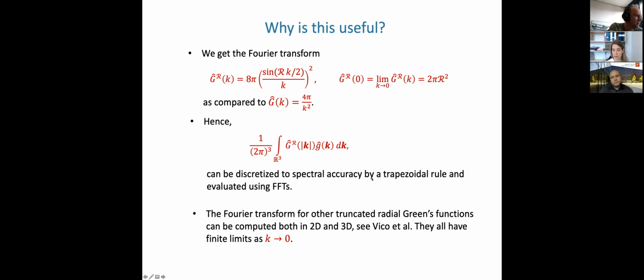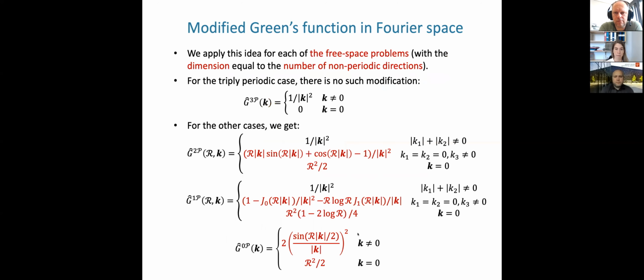We use a spectral trapezoidal rule because it's a compact support. It's going to be spectrally accurate. And we can do this, and we just discretize and use an FFT to evaluate. And we can do this also in the lower dimensions, and we have the same kind of approach to do it. So I will introduce this.